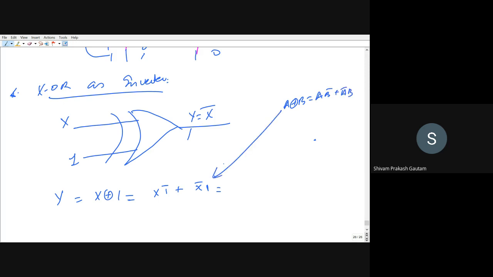Just see X 1 bar plus X bar 1. So the complement of 1 will be 0. So anything multiplied by 0 will be 0. So this term will be 0, and anything multiplied by 1 will be that term only, that is X bar, right? So XOR can be represented as an inverter when one input is constant at 1 or fixed at 1. Is it okay? Yes, sir. Okay.